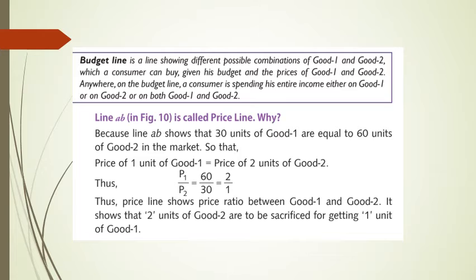because line AB shows that 30 units of good 1 are equal to 60 units of good 2 in the market. So that price of 1 unit of good 1 is equal to price of 2 units of good 2. Thus, P1 upon P2 is equal to 60 upon 30, that is 2 upon 1. Thus, price line shows price ratio between good 1 and good 2. It shows that 2 units of good 2 are to be sacrificed for getting 1 unit of good 1.